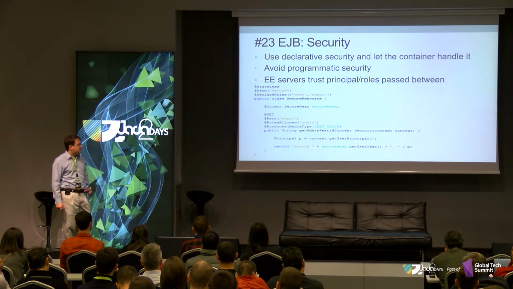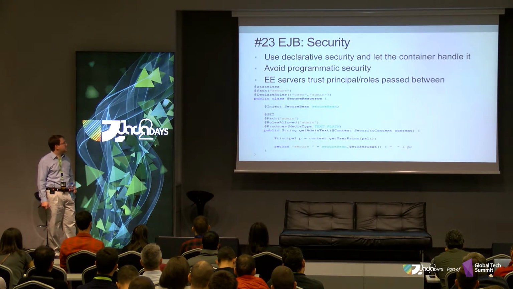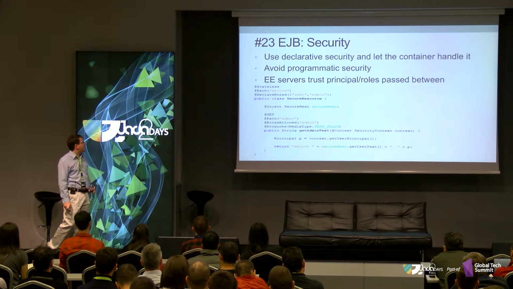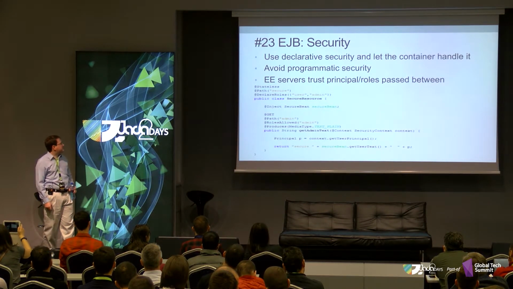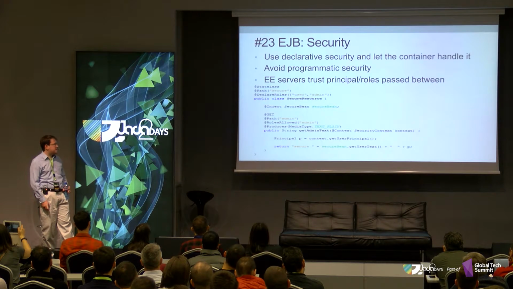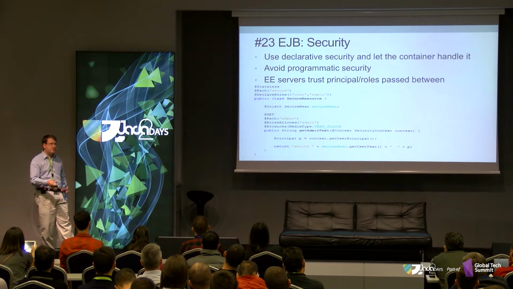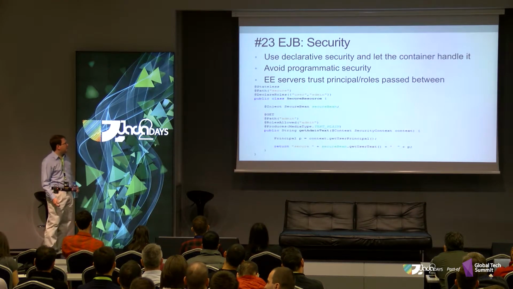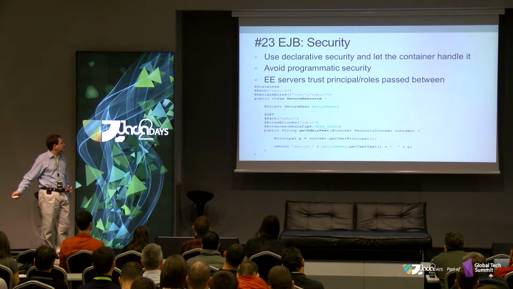With EJB security, don't try to reinvent security yourself. Use declarative security and let the container handle it for you. Avoid programmatic security wherever possible. Java EE servers have principal roles passed between them, and this ties into the example earlier that I gave for JASPIC with your token-based web services. If you use JASPIC, you can then tie the tokens back in to recreate your Java EE security context for making calls coming in from a RESTful endpoint.